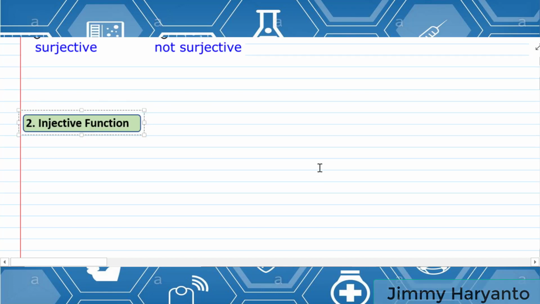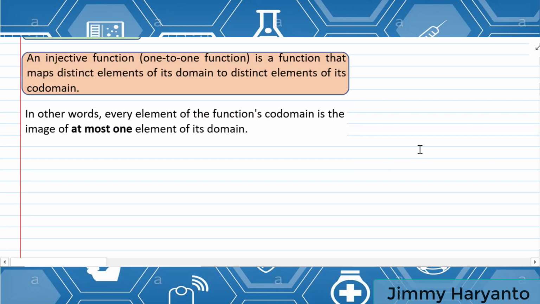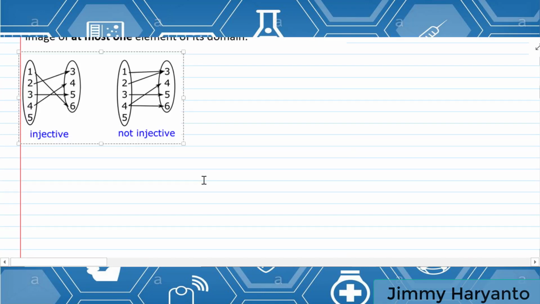Next, injective function. An injective function, also called a one-to-one function, is a function that maps distinct elements of its domain to distinct elements of its codomain. In other words, every element of the function's codomain is the image of at most one element of its domain. So at most one means at most one, only one is allowed. Not like before where 2 or 3 was allowed, now it is not allowed.